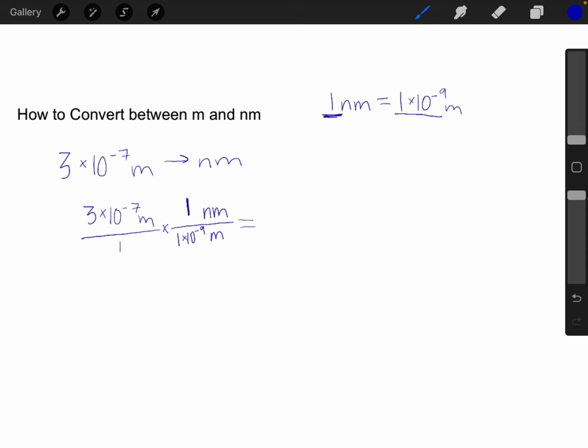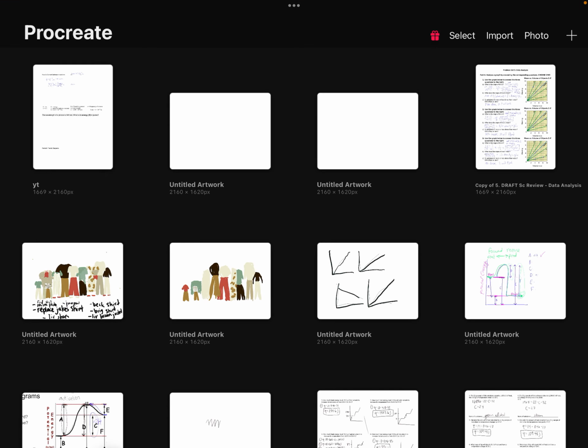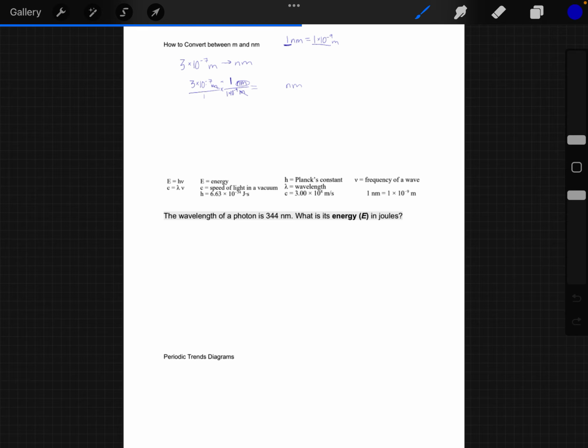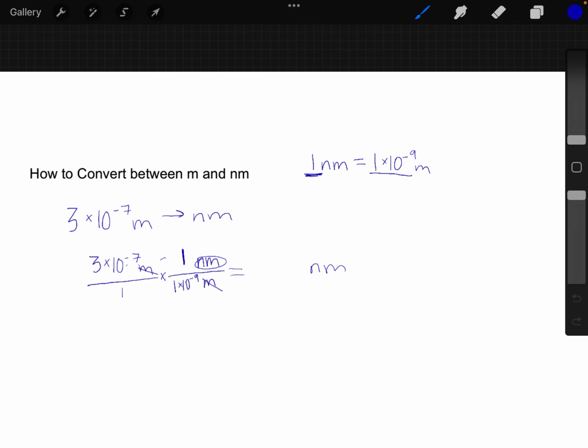So the way that I solve this, I know that my meters are going to cancel out, and I'm going to be left with nanometers, which is exactly what I want. I'm going to multiply 3 times 10 to the negative 7th times 1, and then I'm going to divide by this number that's on the bottom right here. And when I do that in my calculator, I get 300 nanometers.